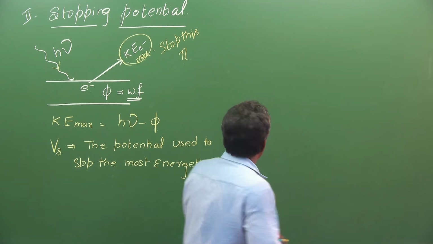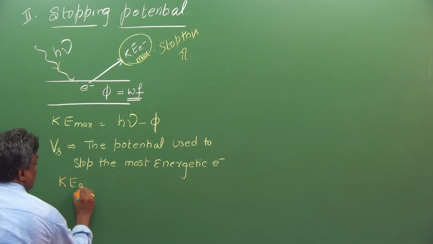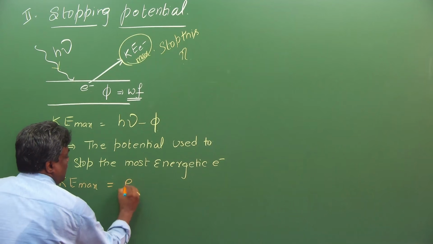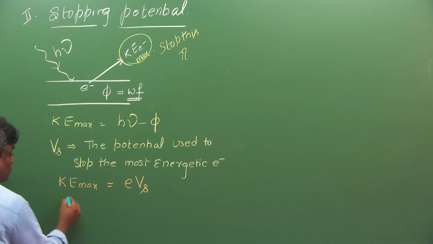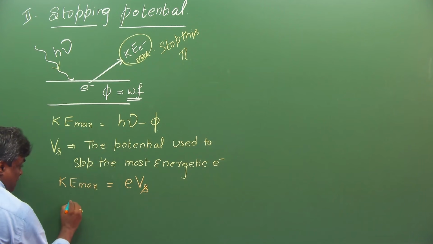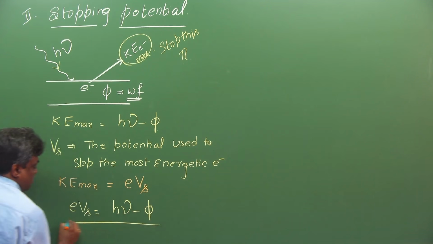So in the same way, if you are stopping, the kinetic energy max should be equal to eVs. Forget about the negative, it's a negative potential, and the graph will also be on the negative side. What is KE max? I think I can write eVs is equal to how much?